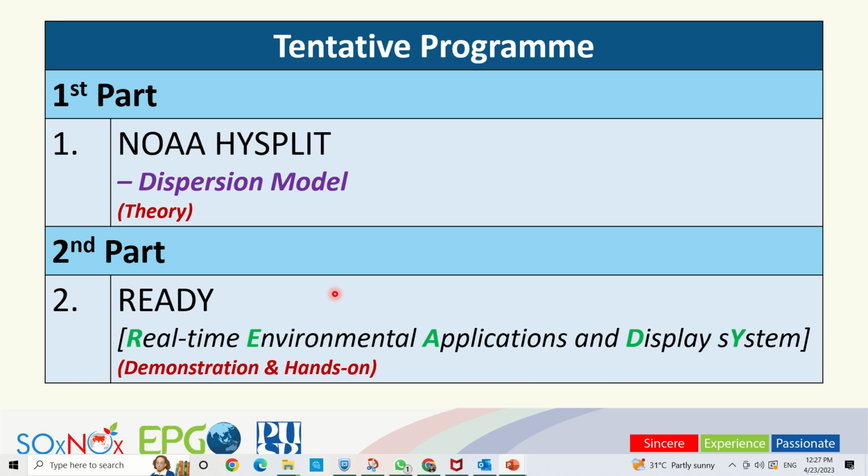If you are interested to understand the dispersion model too, do watch out for our one-day training program. The training will be carried out in two parts, namely the theory of the dispersion model and then followed by the demonstrations and hands-on using the ready website maintained by NOAA. We will keep you all posted from time to time on our next training of this model.